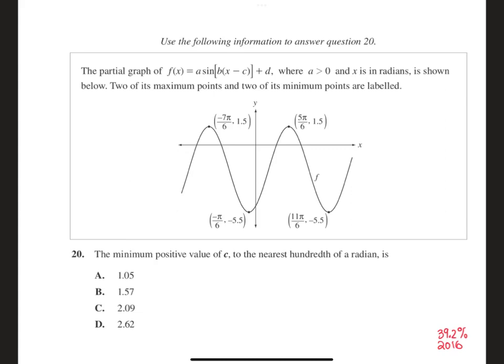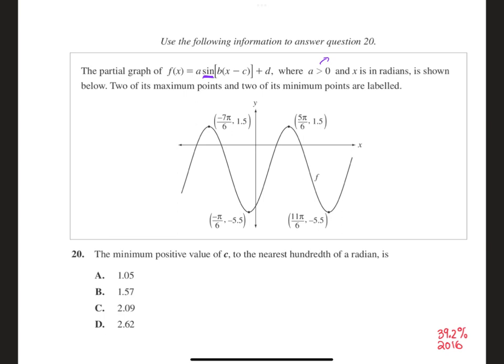Alrighty, let's take a look at this question. So it says the partial graph of blah, blah, blah, but essentially you want to notice that it's sine, where a is greater than 0, so there hasn't been any vertical reflection, and x is in radians, as shown below. Two of the max and two of the min points are labeled.